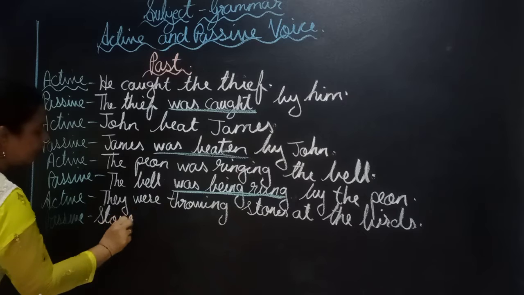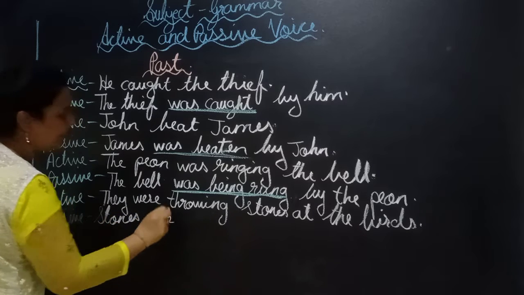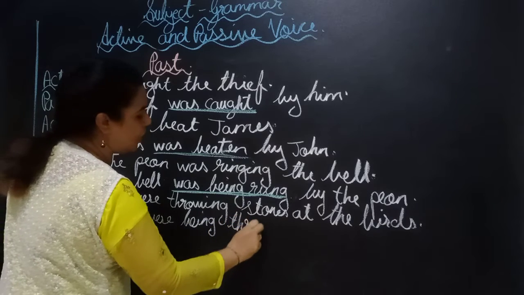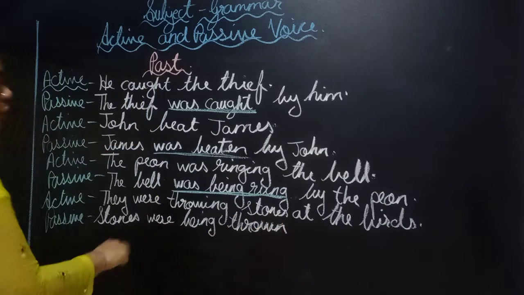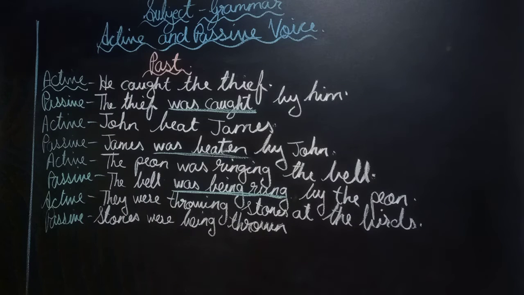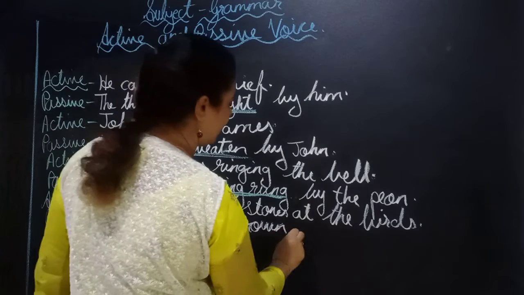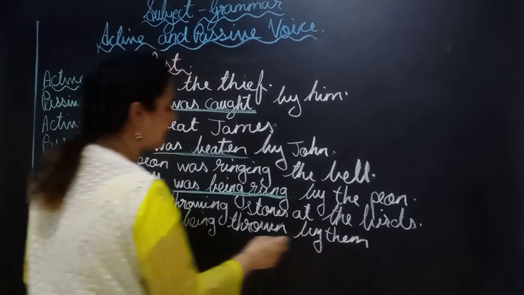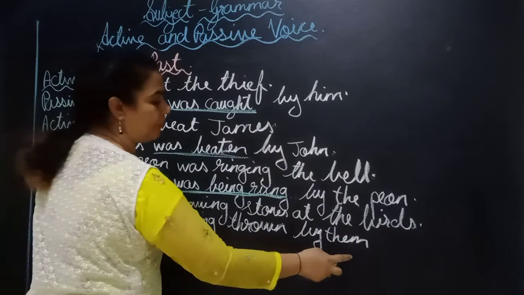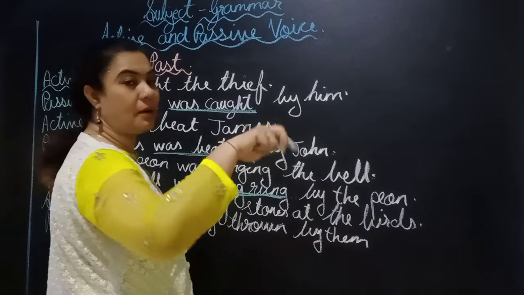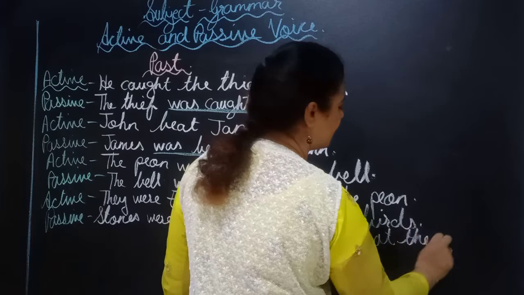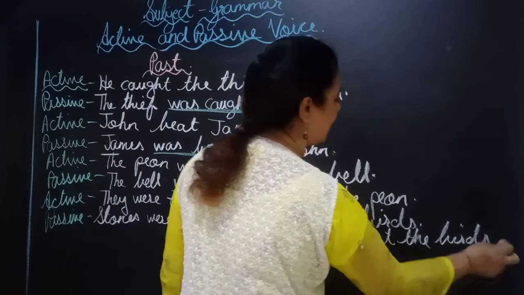So you have to write: stones were being thrown, T-H-R-O-W-N, thrown. Stones were being thrown by them. By them means they, this they will become them. By them or at the birds will be the same. At the birds will be the same, students.